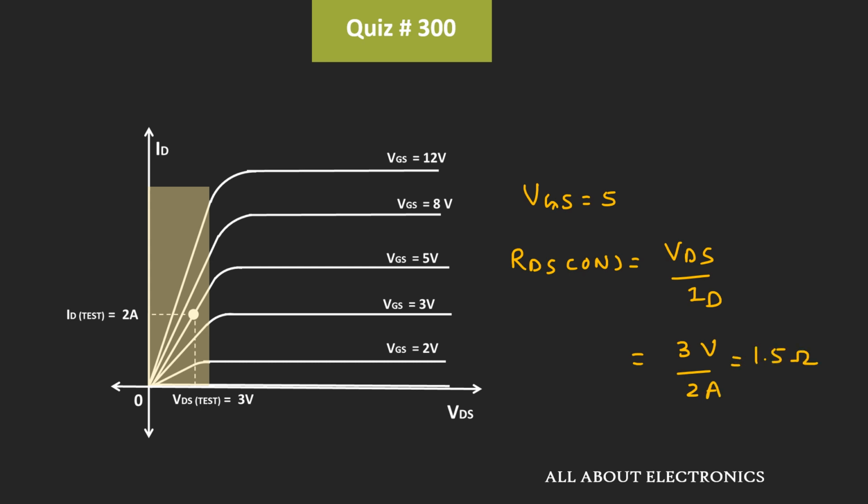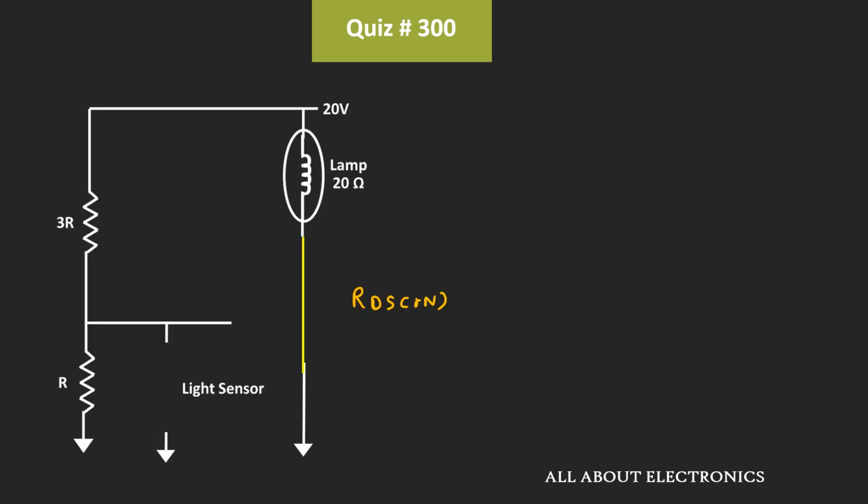Now if you see over here, when the light sensor acts as an open circuit, then the voltage between the gate and the source terminal is equal to 5 volt, because the voltage at this terminal is equal to R divided by R plus 3R times 20 volt. That means voltage VGS is equal to 5 volt. And when this VGS is equal to 5 volt, then the MOSFET will act as a closed switch and it will offer a series resistance of 1.5 ohm. So in the on condition, if we see the equivalent circuit, then it will look like this.